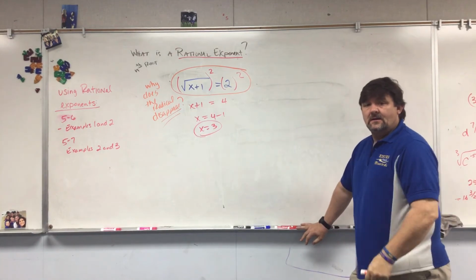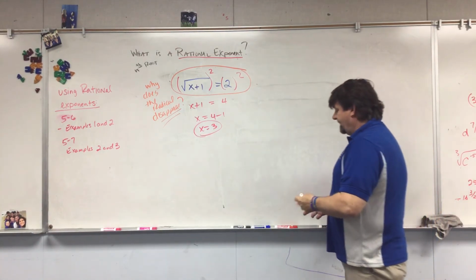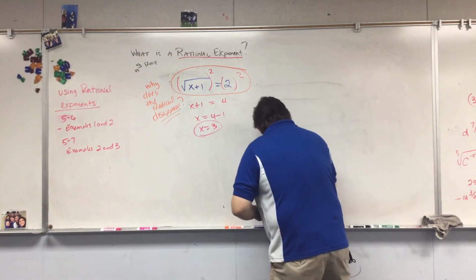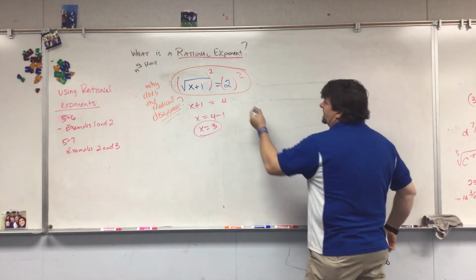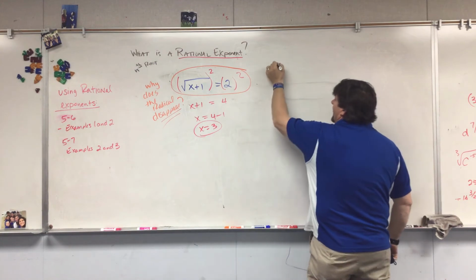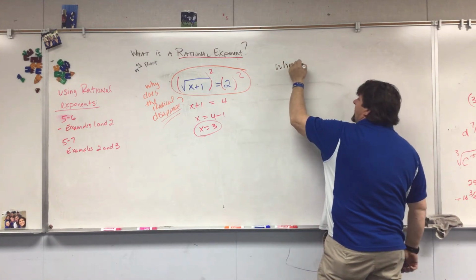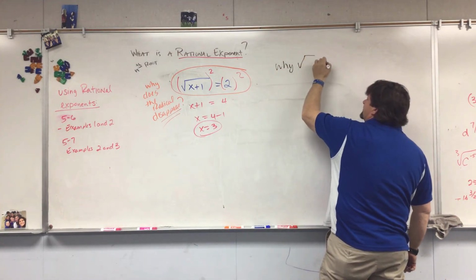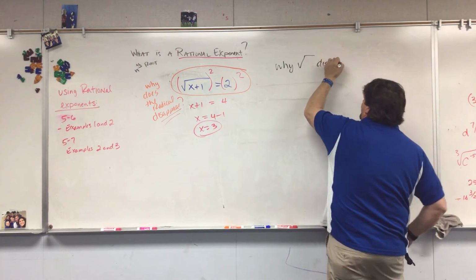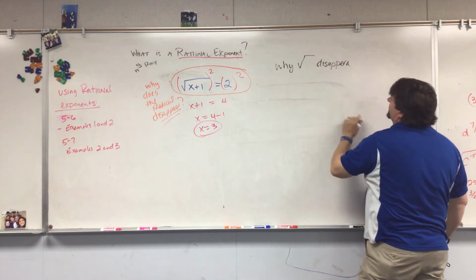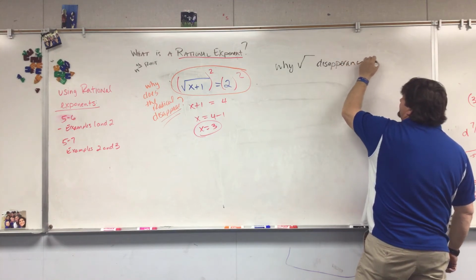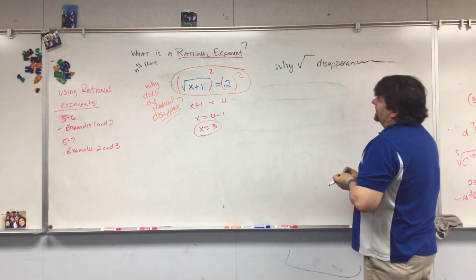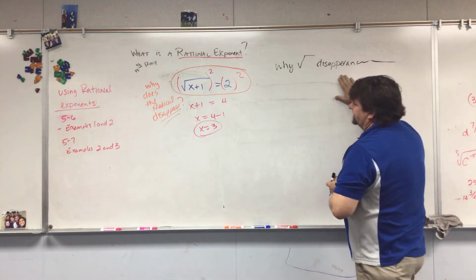Well, why? So there's a little step that we don't show, which would be super helpful when we get to this step. So this is the why. Why does the radical disappear? And I'm probably spelling it wrong, so I'm not going to worry. But disappearance. Whatever. All right, so why does it disappear?